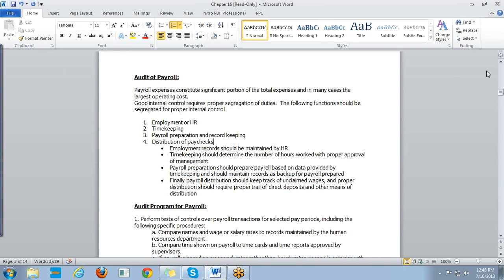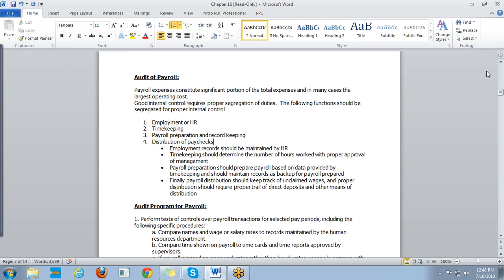The time management should be done by management. If you are paid on an hourly basis, your management needs to approve your hours. And then your payroll should be processed by the payroll department. Proper segregation of duties. If HR is in charge of approving paychecks and paying you, there is no segregation of duties. If management is in charge of approving your hours and paying you, no segregation of duties.